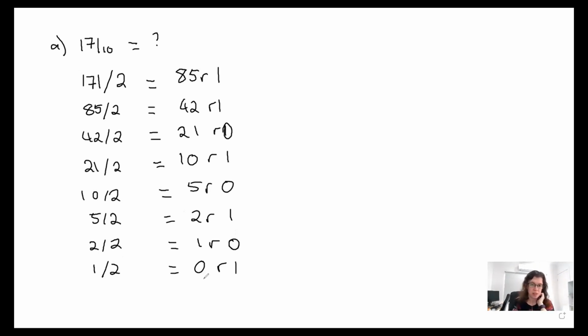So it ends when this is 0. When the answer is 0 and there's some remainder is when it ends. Now the trick here is we actually don't read top to bottom. We do read bottom to top. So we read this way and we fill out our answer using that. So our answer here is going to be 1 0 1 0 1 0 1 1. And if you have a look back to your notes from the previous question, you'll see that that's the same as we had for the subtraction method.